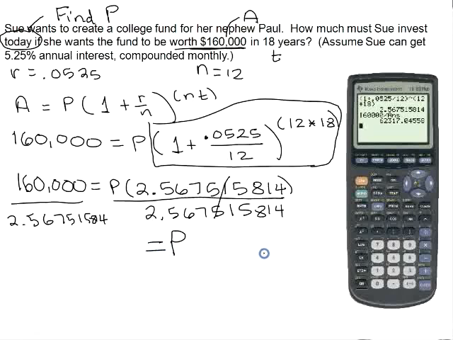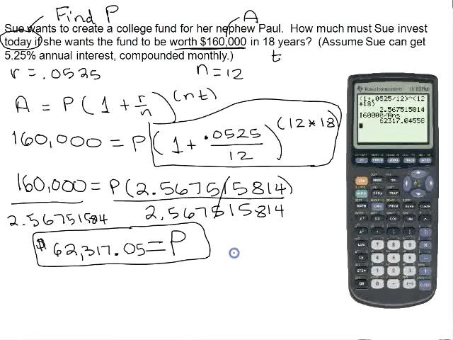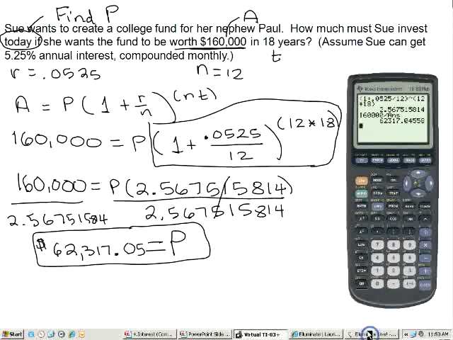Now, we're trying to figure out what Sue needs to invest today in order to be sure to have $160,000 18 years from now. We talked in a previous video about when you're trying to figure out what to invest today, if there are no specific directions in the computer homework, you should always round up when you round on your cents, just to make sure you'll have the $160,000 in 18 years. So Sue needs to invest $62,317.05 in order to make sure that she'll have $160,000 for Paul's college fund 18 years from now.